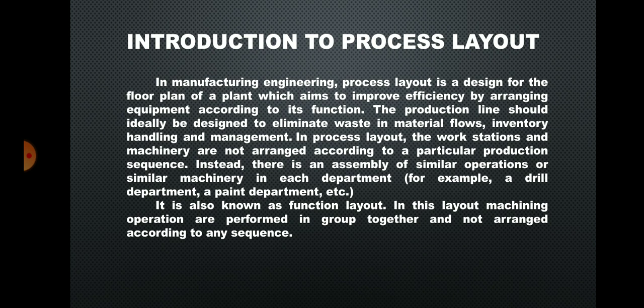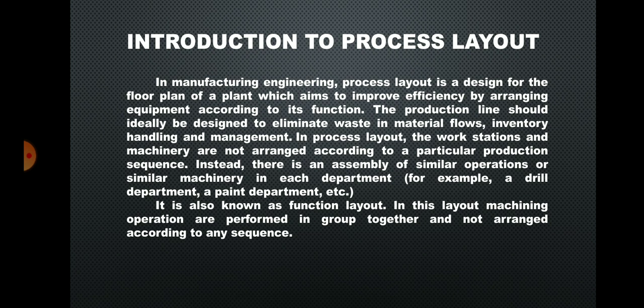In process layout, the workstations and machinery are not arranged according to a particular production sequence. As we saw in product layout, the machinery and tools are arranged in a sequence of step-by-step operations, while in process layout, they are not arranged as per the sequence of operation, but are placed or arranged according to the grouping of similar operations or similar machinery in each department. For example, a drill department and a pen department.